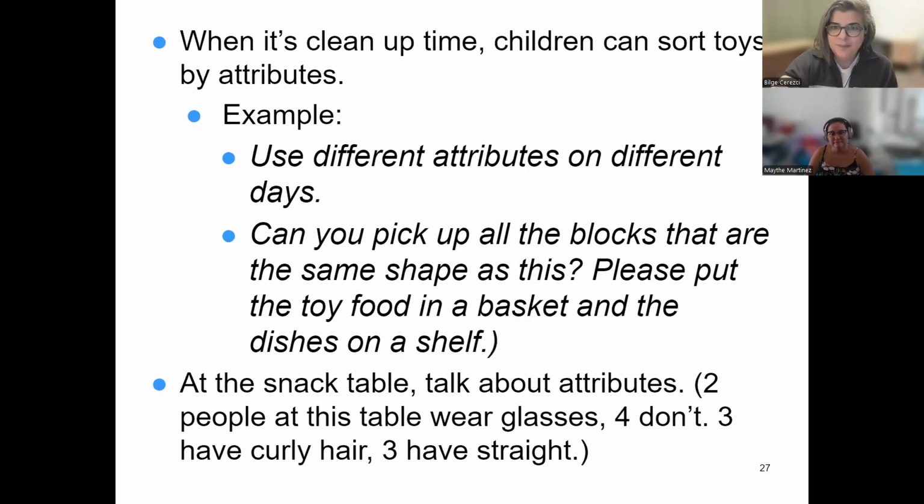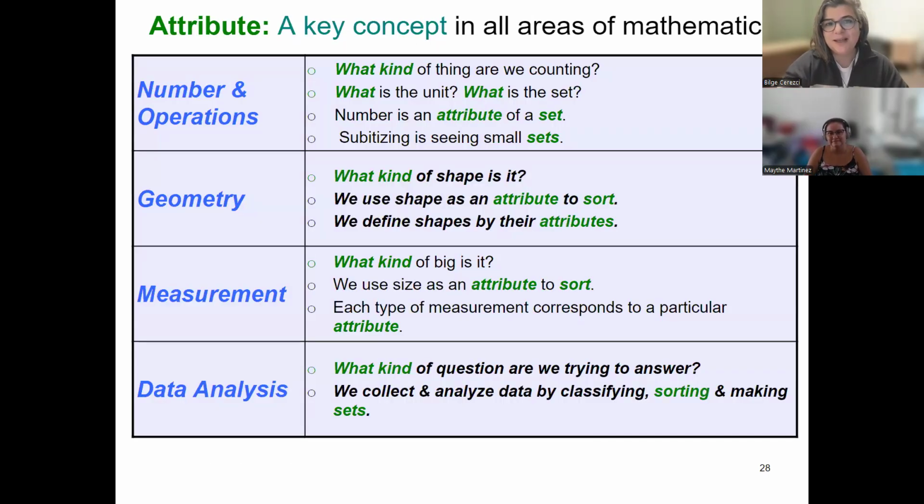Cleanup time really encourages sorting too, because everything has to go to where it belongs, in their bins and things like that. So those are all great ways of doing it. And this, I think, is one of the final slides that talks about how sorting really shows up in different content areas related to math that are more complex abilities.